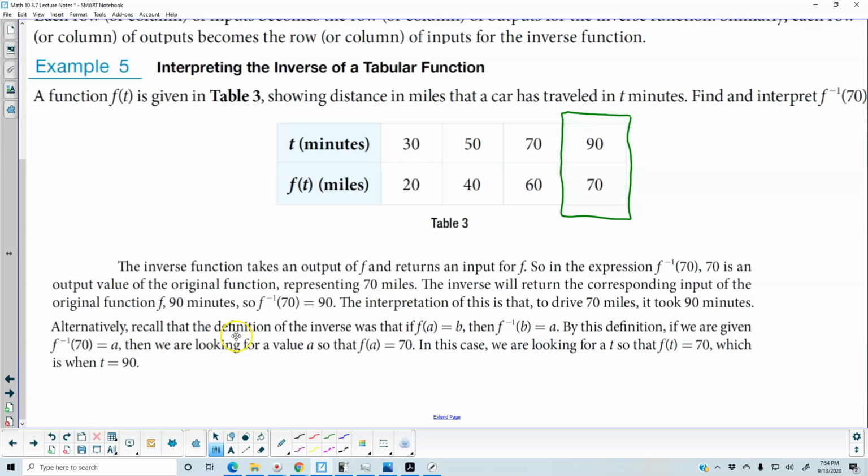Alternatively, recall that the definition of the inverse was that if f of a is equal to b, then f inverse of b equals a. By this definition, if we are given f inverse of 70 equal to a, then we are looking for a value a so that f of a is equal to 70. So in this case, we are looking for a t so that f of t is equal to 70, which is then t is equal to 90.